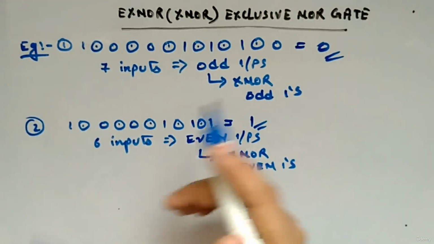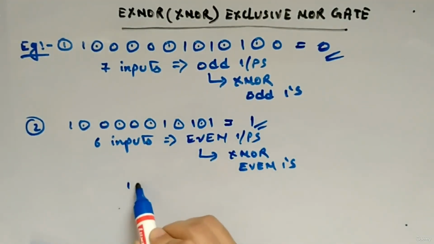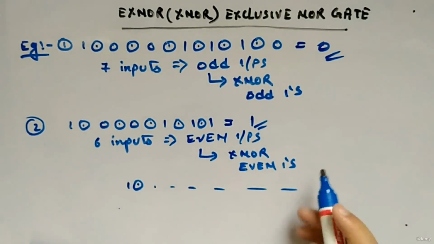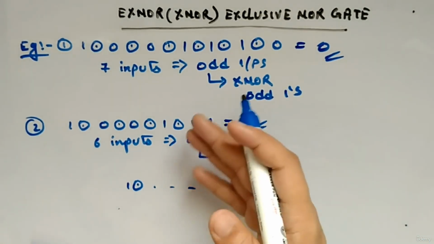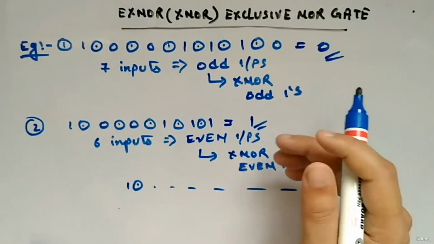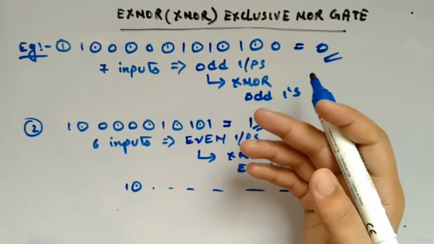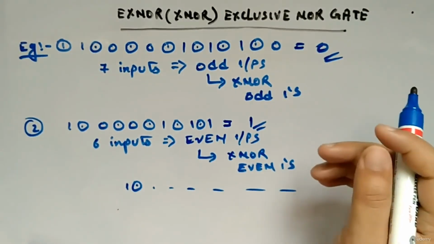Sometimes a very long sequence will be given, like 1 XOR and so on, I mean 9 or 10 inputs, then this property will be very helpful. Just look at whether the number of inputs is even or odd and decide based on that.